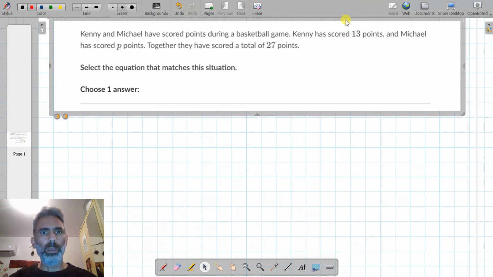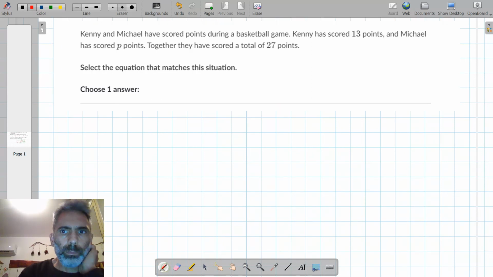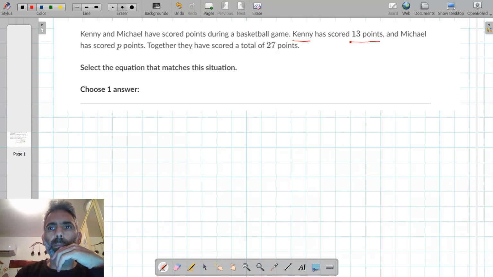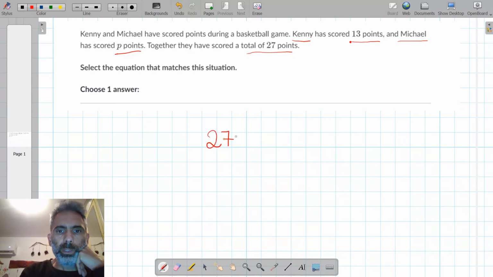Kenny and Michael have scored points during a basketball game. Kenny has scored 13 points and Michael has scored P points. Together they have scored a total of 27 points. So 27, which is the total points they have scored together, equals the number of points Kenny has scored, which is 13, plus the number of points that Michael has scored, which is P.